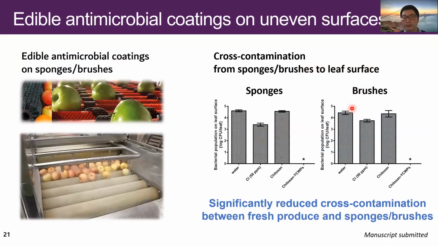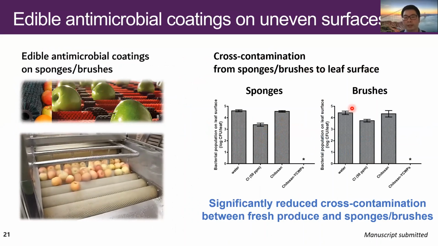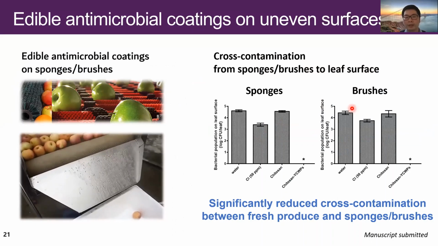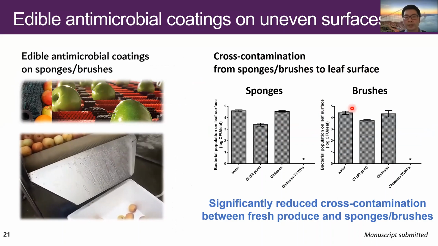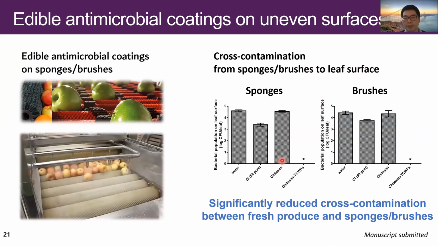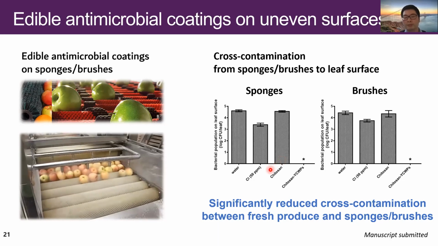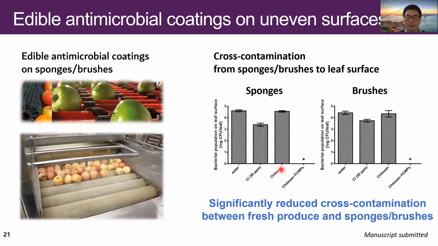So we can also use these particles for coatings. We coat things like cleaning sponges or brushes with these particles, and we can prevent the cross-contamination between the fresh produce and the sponges or brushes.